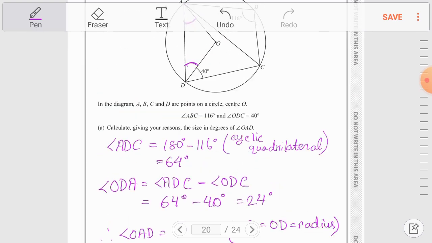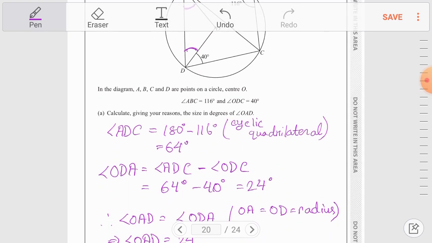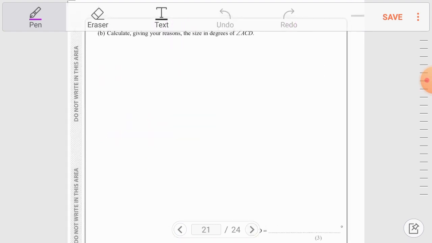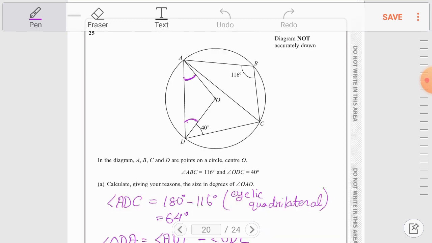I hope question number 25 part A was clear. Moving to part B. Calculate, giving your reasons, the size in degrees of ACD. Okay, they want you to find the size in degrees of ACD, this angle. We can see that ACD is kind of a backward angle or angle at the back from this angle. So at first we will find the angle AOD. I'm doing part B in here because it's really close to the diagram.